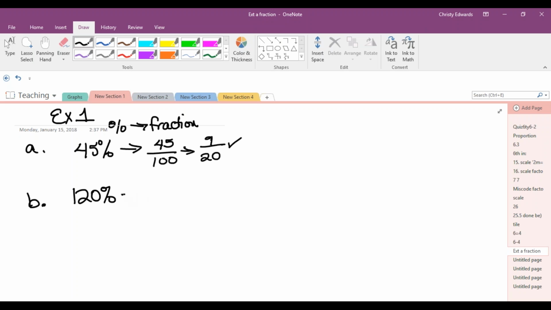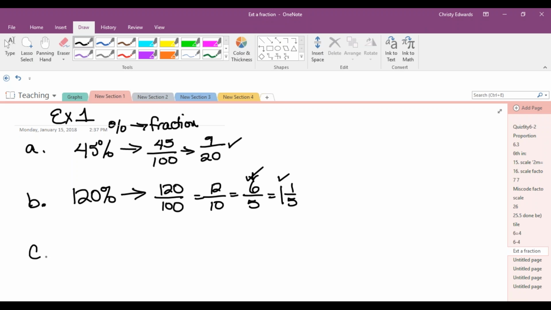120% as a fraction. The percent is yelling at us, this is part of 100. 120 over 100, divide it by tens. 12 over 10, divide it by 2, 6 over 5. Sure, you could leave it like that, or you could call it 1 1/5. Either way, check, check. Both of these are awesome.